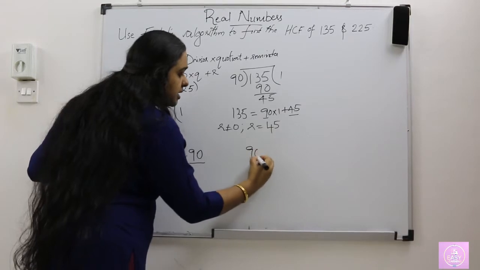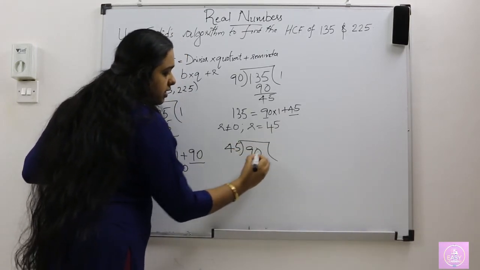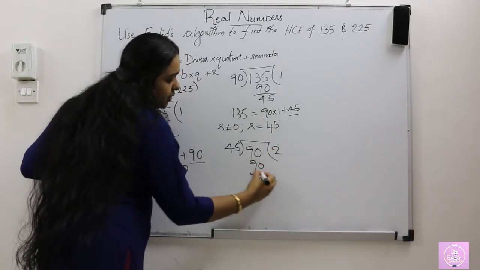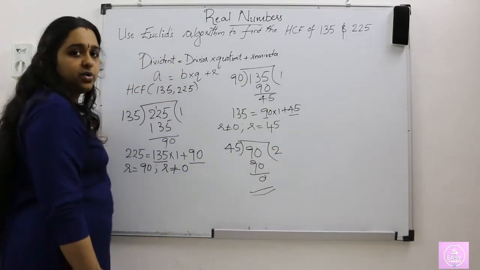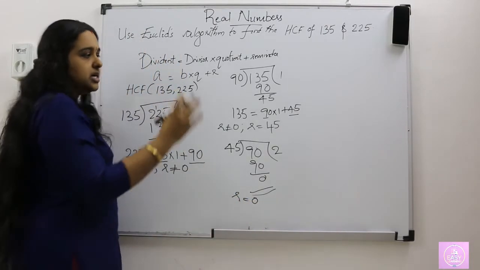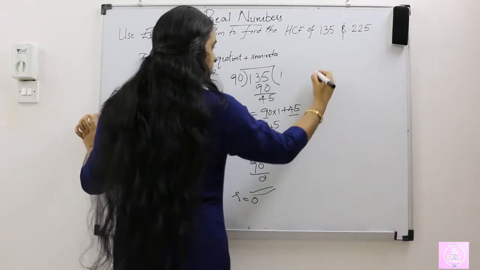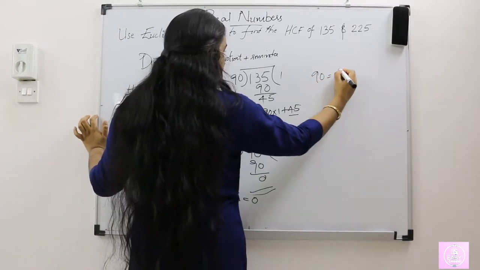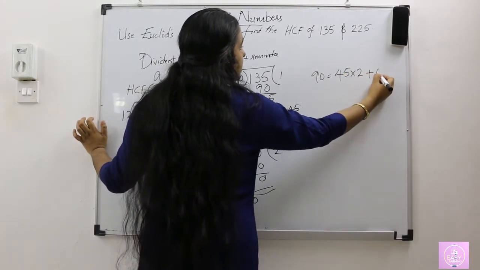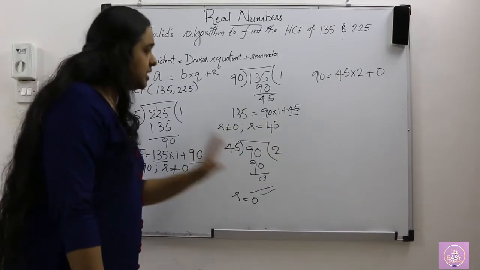The biggest number among those two is 90 and the smallest number is 45. How many times? 2 times 45 is 90, and we got R equals 0. That means we have completed the division process. Then how do we write it? 90 equals divisor into quotient plus remainder.